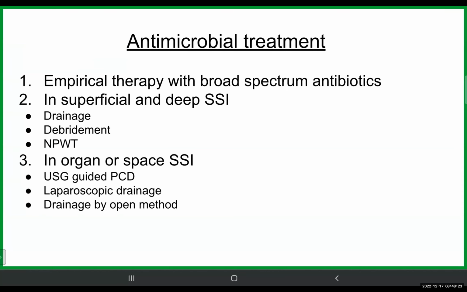In organ or space surgical site infection, if there is any collection, then we can do USG guided percutaneous drainage for the intra-abdominal collections. And it all depends upon whether it is multiloculated or uniloculated. Then we can go with the laparoscopic drainage also, and drainage by open method.